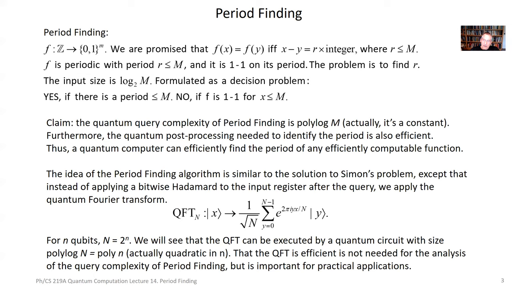Except that you remember in Simon's algorithm, before measuring in the computational basis, we applied a Hadamard to all the bits. Here we're going to do something a little different, because the problem is framed differently and we're considering a function on the integers and want to find a period, which is an additive integer. We're going to use the Fourier transform. Well, that's what people use in signal processing and physics to learn about periodic structure. They Fourier transform and they measure, and that's what we're going to do.